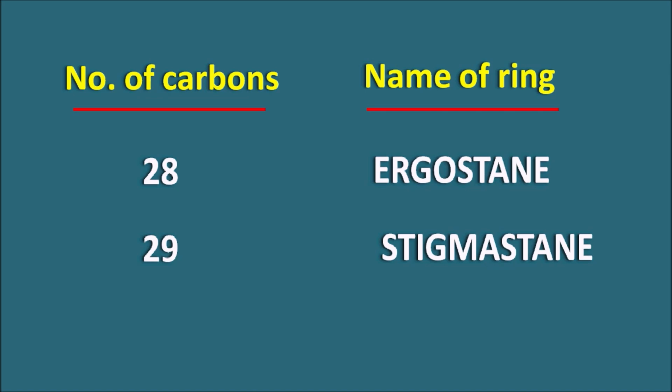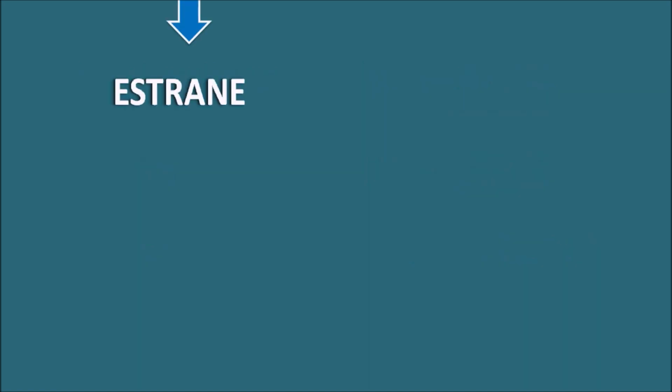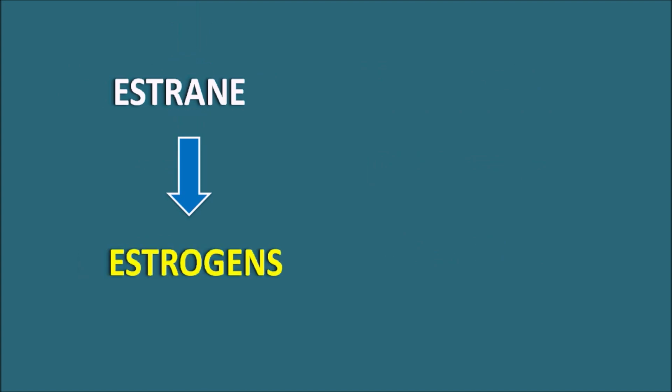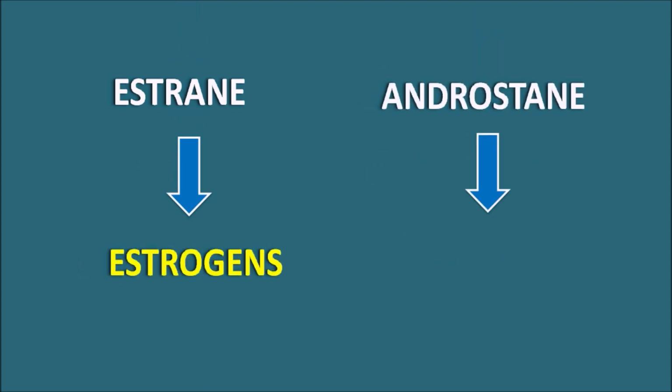Now let us see how these steroidal ring systems are present in different types of steroids. For example, the estrane nucleus is present in the estrogens, and androstane is present in the androgens like testosterone.